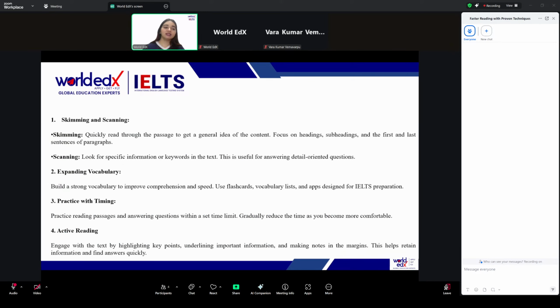Now, there are again some strategies. As I told you, there is intensive reading, extensive reading, there's skimming and scanning. When we talk about skimming, skimming is basically getting a general gist of the passage. So you read through the passage to get a general idea about the content. You focus on the headings, on the subheadings, the first and the last sentences to get a general idea of the passage. Once you have skimmed through the passage, you know that, okay, fine, this is the content of the passage.